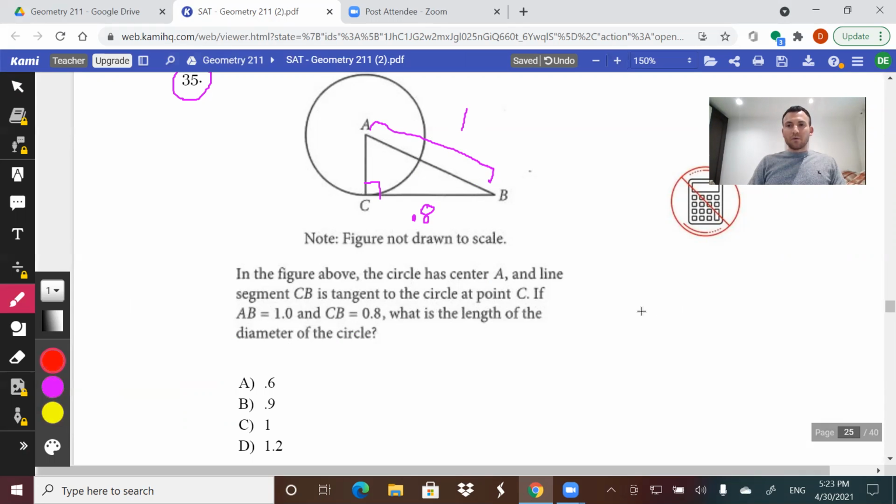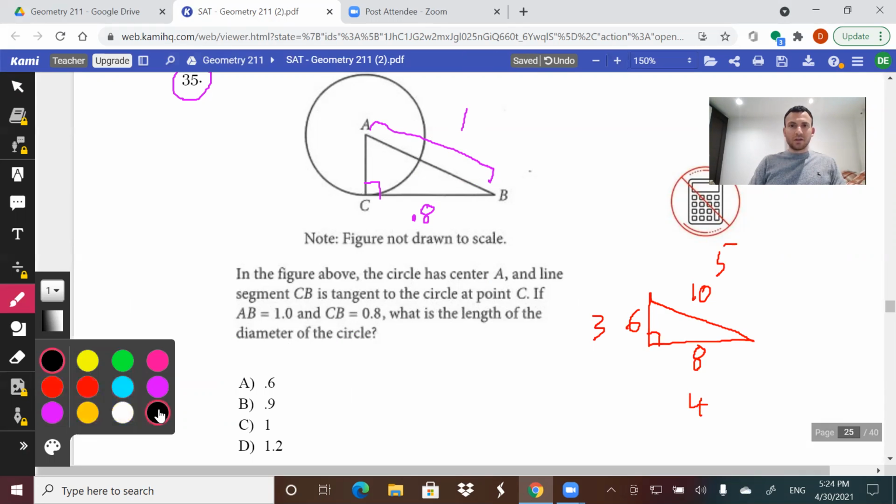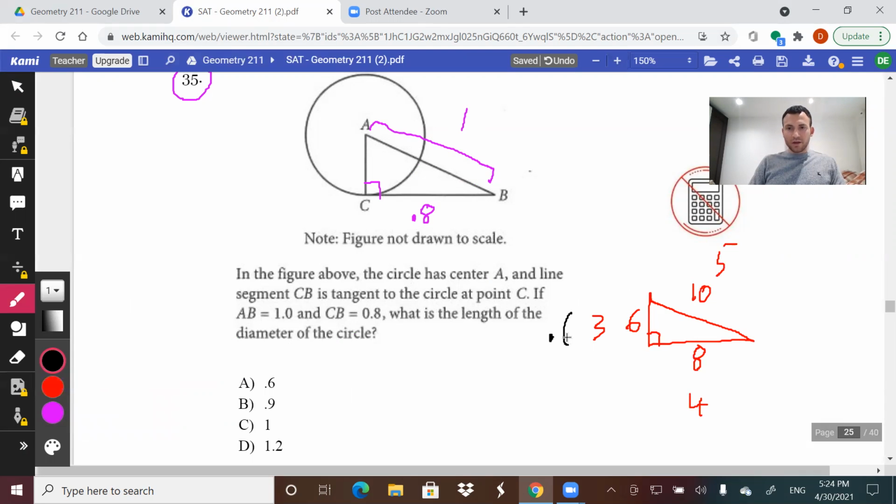So you could use Pythagorean theorem, but you don't have a calculator, it's going to be kind of nasty. Or you could realize, wait a minute, this is like a 10, 8, 6 situation, or a 3, 4, 5 situation, or in this specific case, we're looking at 0.6, 0.8, and 1.0. So we know this to be 0.6, which means we know the diameter to be 1.2.